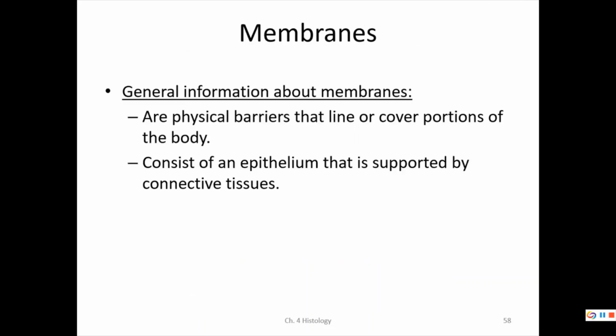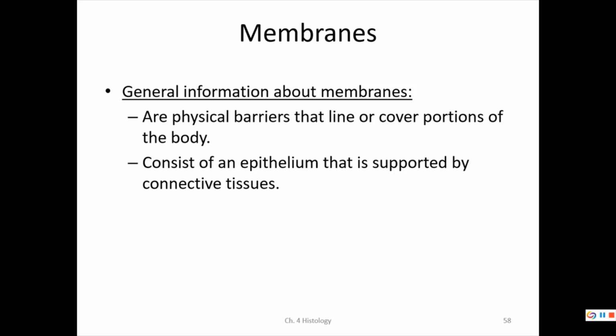Now, last thing I'm going to talk about is membranes, okay? Membranes, these are physical barriers. These are things that cover the body inside of the body. They line parts of the body. For example, they line the inside of the sinus cavities. They line the outer surface of the body. There's always an epithelium in a connective tissue. It's always in conjunction. Always an epithelial lining with connective tissues under it.